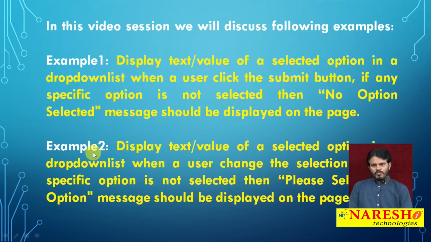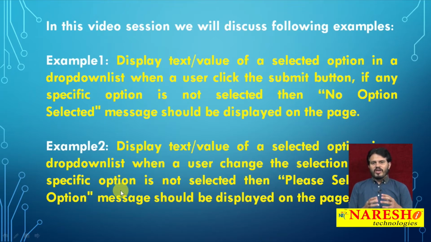And example number 2 we'll discuss in today's video session only. Display the text and value of the selected option in a drop-down list when the user changes the selection. That means whenever the previous selection changes to another selection, at selection time only, display the option the user has selected, its text and its value. If any specific option is not selected, then display the message please select any option on the page.